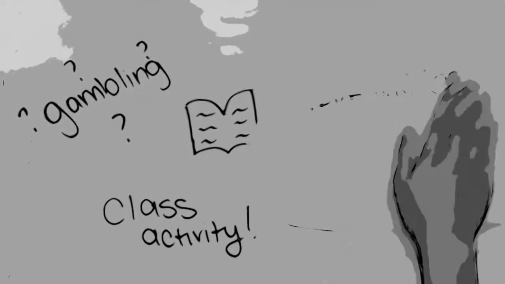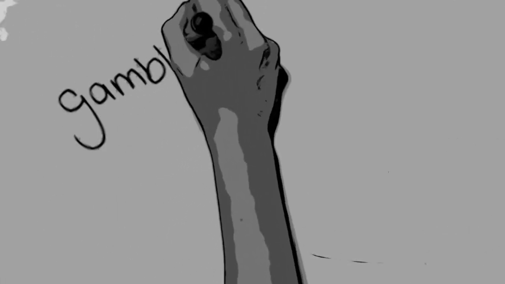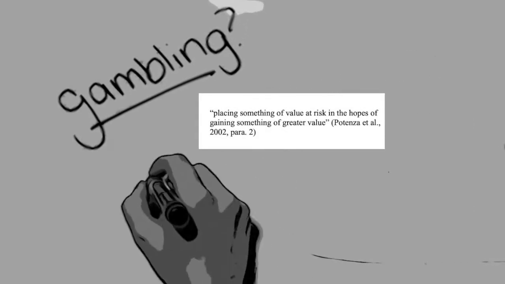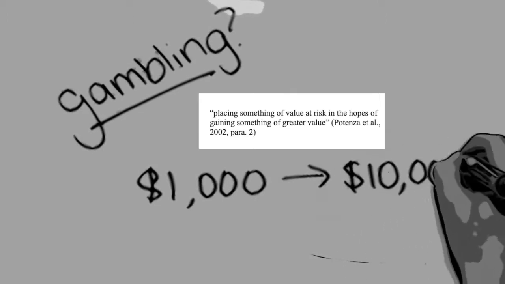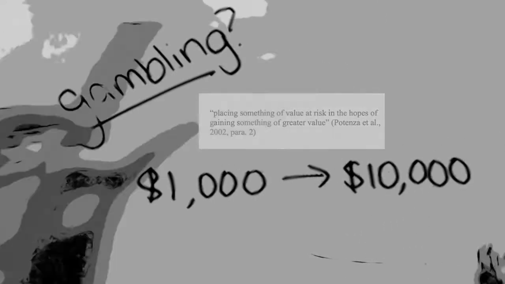Now, let's start off by asking the question, what exactly is gambling? Most of you probably already know, but it's always good to give a refresher. So, gambling is described as placing something of value at risk in the hopes of gaining something of greater value.